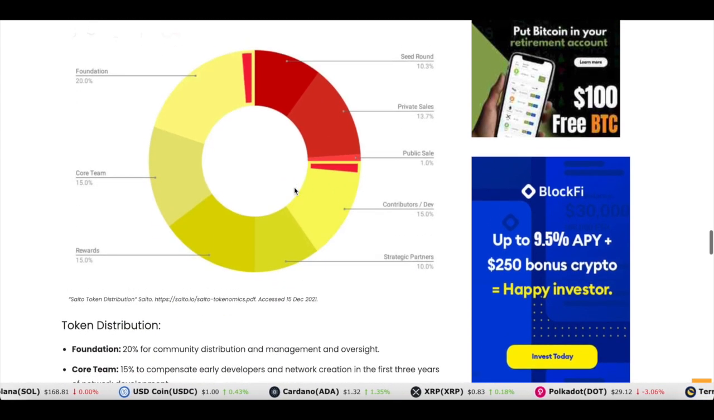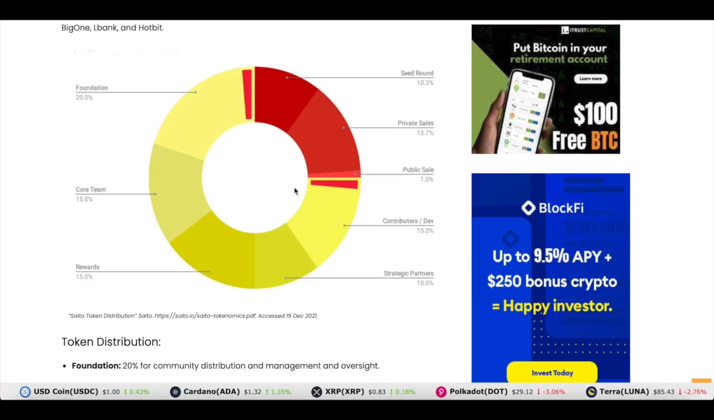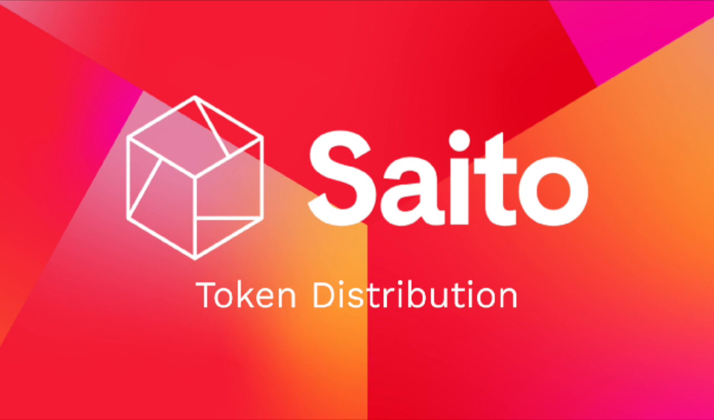Obviously, this is crucial. The Foundation is getting 20% for community distribution and management and oversight, while the core team is getting 15% to compensate early developers and network creation in the first 3 years of the network development. Well, 15% to compensate early developers is not enough. They need more to compensate developers throughout the history of this token.